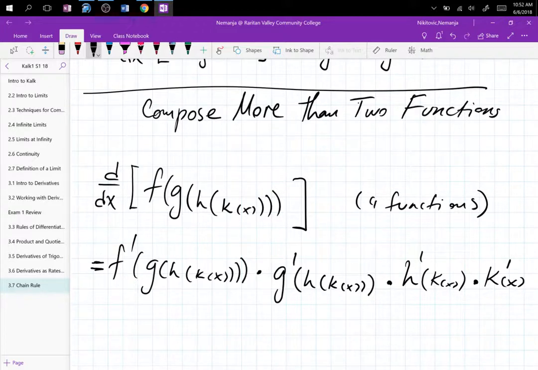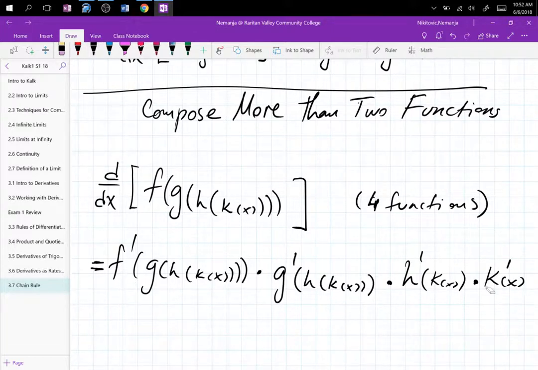How do you know when to stop? Well, you need to know how many functions are chained, how many functions are composed, and that's how many chains you have. So we have 4 functions, right? Therefore 1, 2, 3, 4 of these.